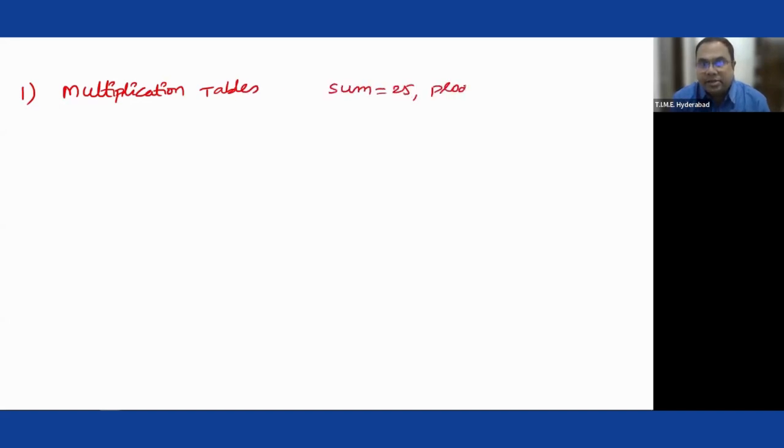So if I list down the prerequisites, one is multiplication tables. Very good one. Multiplication tables. So I was discussing that. If I ask you one more question, sum 25, product 156, someone has answered this question: 12 and 13. Right? So this is how I want you to learn your multiplication tables.